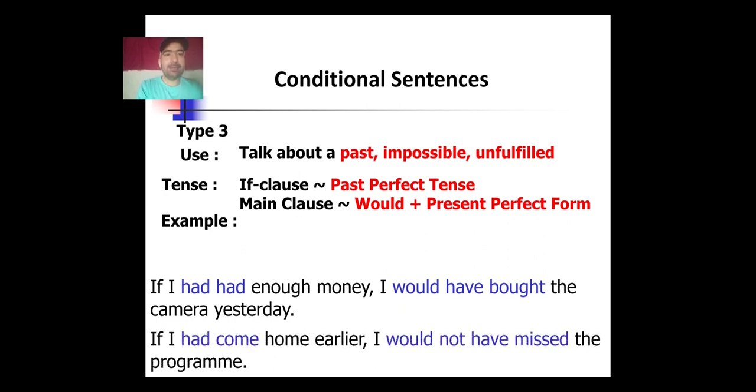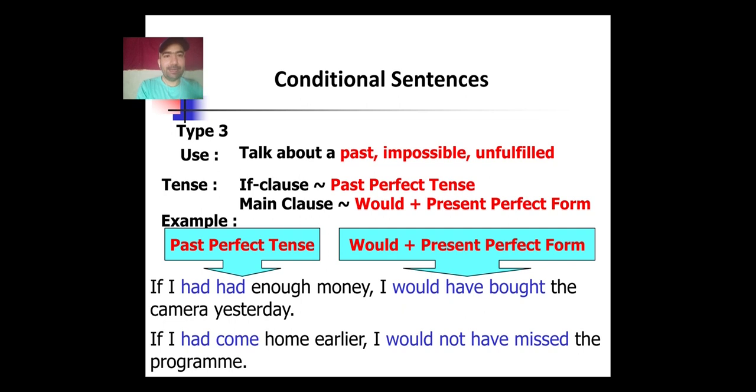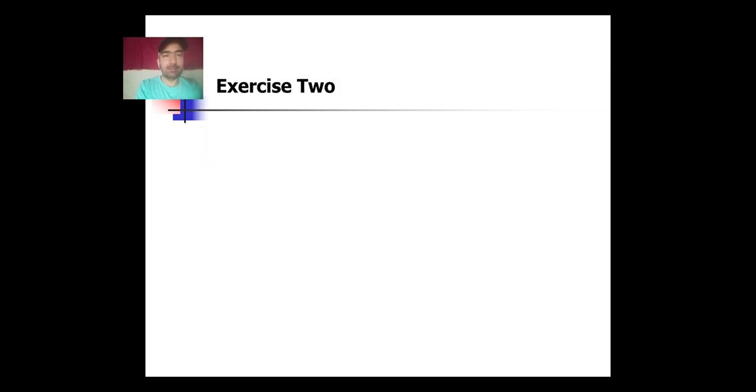If I had come home earlier, I would not have missed the program. It means I did not come earlier. That is why I missed the program. So it is an unfulfilled action. The structure of type 3 takes past perfect tense in the if clause and would plus present perfect form in the main clause. Yes, here we are with the exercise.